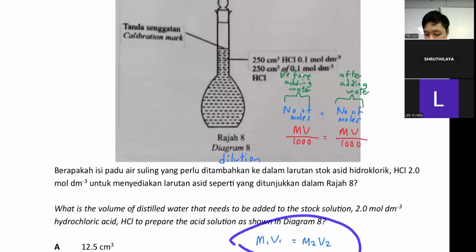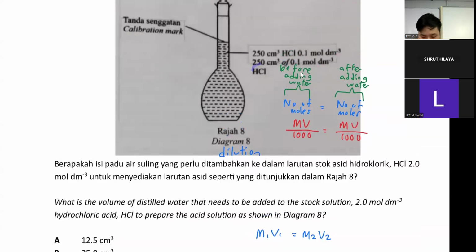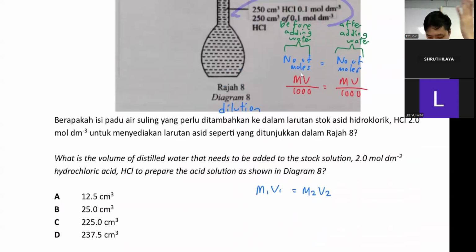So what is M1V1 at the beginning? You read the question: to prepare the acid solution as shown in diagram 8. So in this case, it means to prepare something. Do you think it's M1V1 or M2V2 that is given?